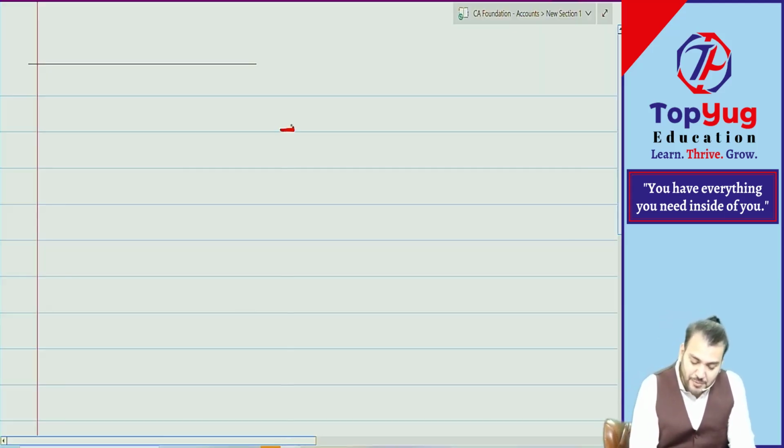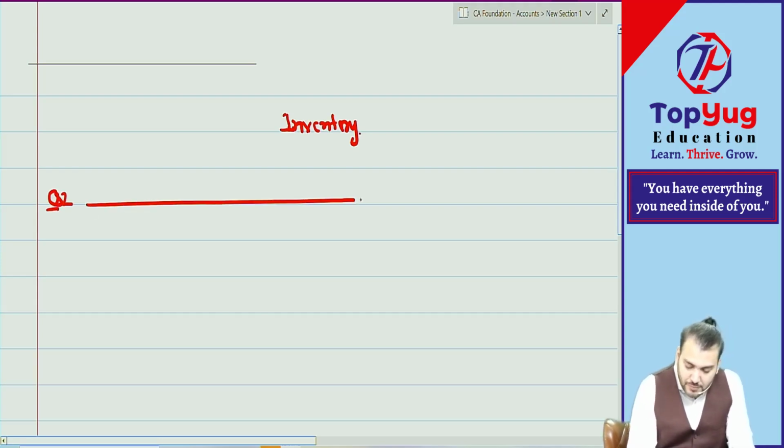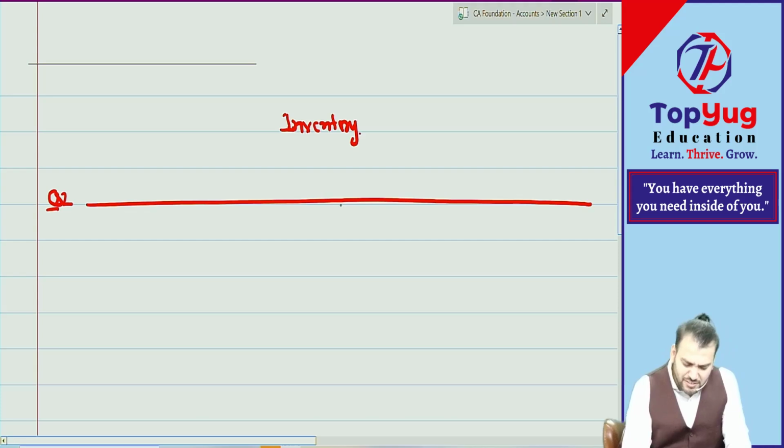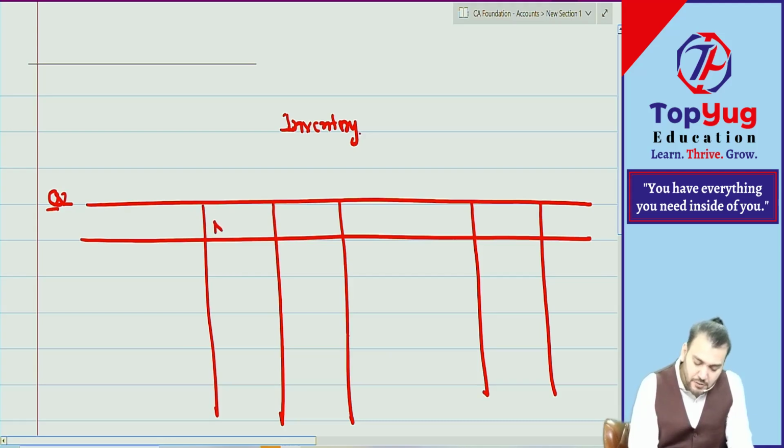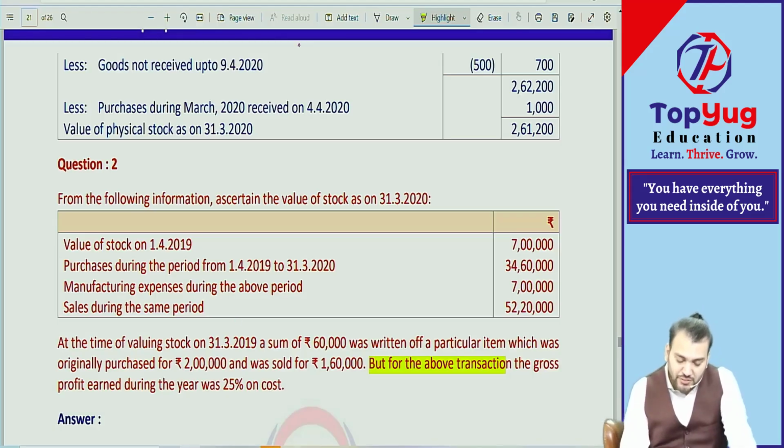We are doing the inventory chapter. Whenever these types of questions come, I will always say make 2 columns. We have done this. In the first column write down normal item. In the second column write down abnormal. Normal, abnormal. Correct? So you can see out of this 7 lakh, how much is abnormal?